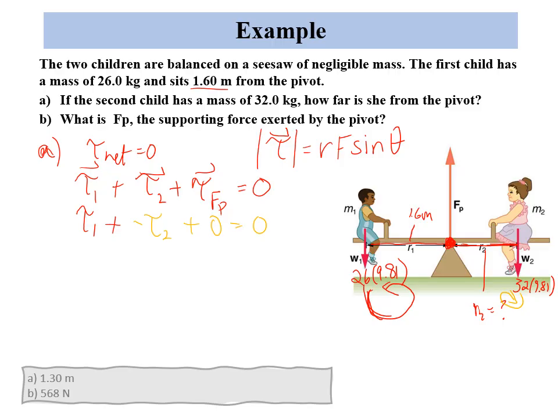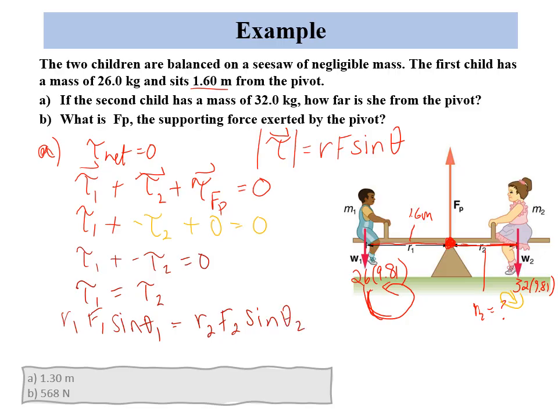Because as you can see, if you want to calculate torque due to the force of the pivot, well, what is R for that? That force is located exactly on the rotational axis. So R is 0. Now that tells us that torque 1 plus negative torque 2 is equal to 0. So torque 1 is equal to torque 2. Well, torque 1 is going to be R1 F1 sine of theta 1. This is equal to R2 F2 times sine of theta 2.